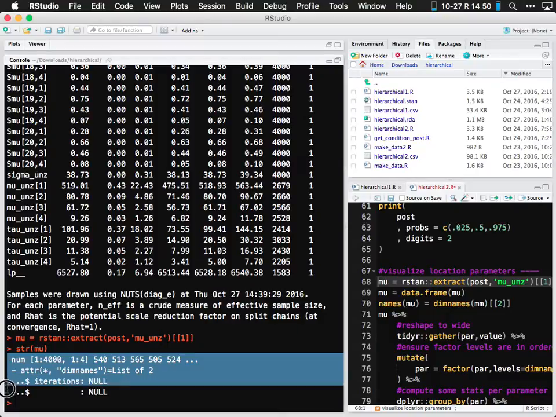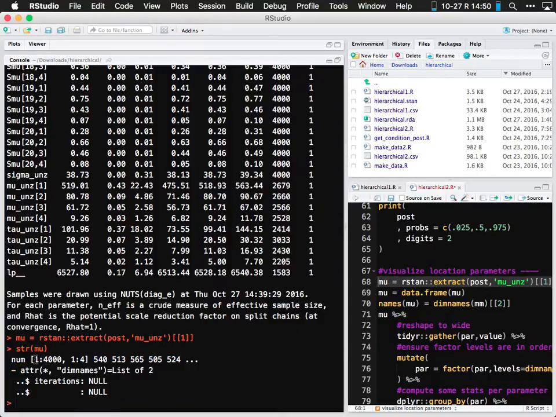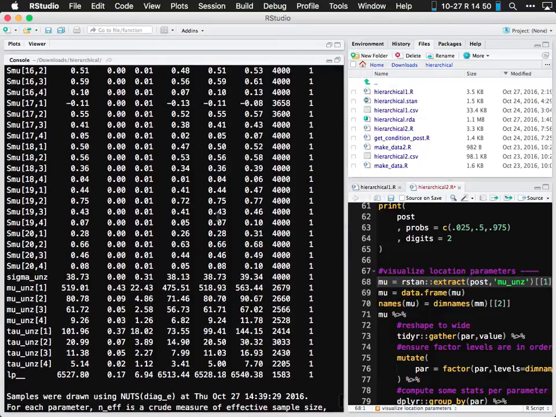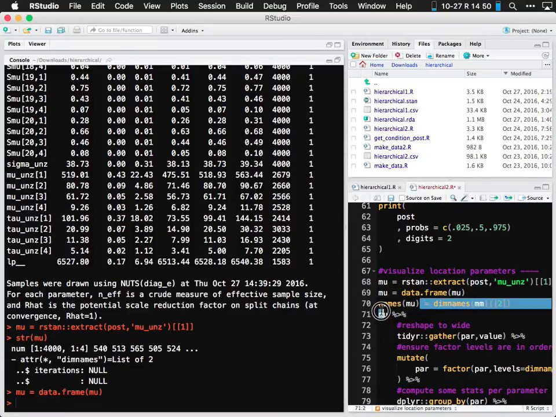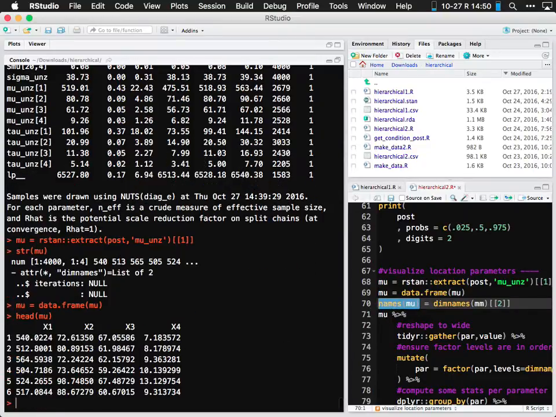It's just a matrix, so I want to turn that into a data frame. The matrix notation here means that it's got 4 columns and 4,000 rows. Each column is a parameter, and the 4,000 rows are the 4,000 posterior samples we have for each of those parameters. By turning it into a data frame, if I say head of mu, it just has these annoying x1, x2, x3, x4 labels for those columns.